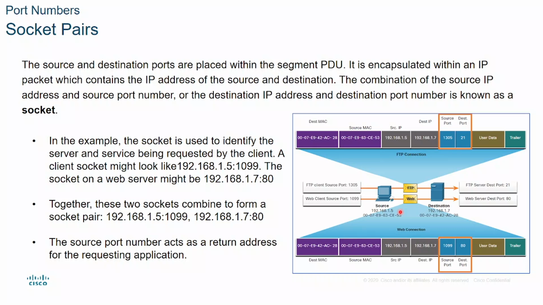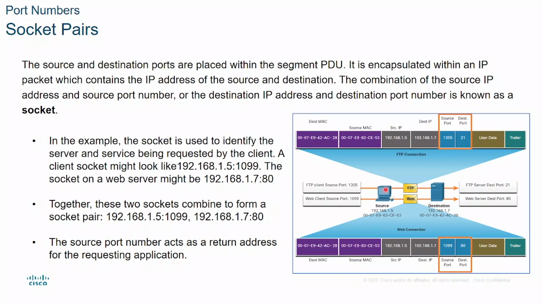So the source and destination ports are placed within the segment PDU. It is encapsulated within an IP packet, which contains the IP address of the source and destination. The combination of the source IP address and the source port number, or the destination IP address and destination port number, is known as a socket. Now you can look at this example here.